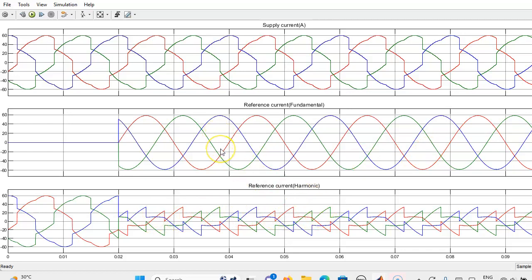So for inductive load we can prefer the modified SRF. Even for an inductive load or any other component we can use this modified SRF. We will get an accurate result for any compensator, shunt active filter or any compensator, inverter circuit, it will be working.